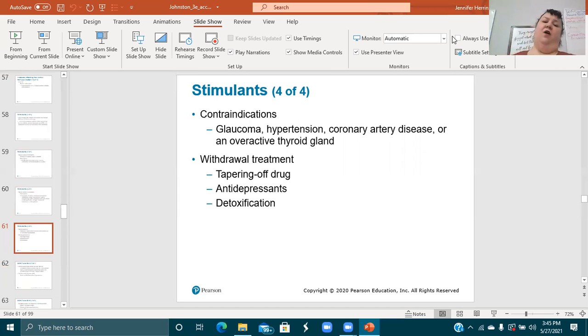Contraindications include glaucoma, hypertension, coronary artery disease, or an overactive thyroid gland. Withdrawal treatment would include tapering off the drug, possibly antidepressants, and maybe even detoxification.